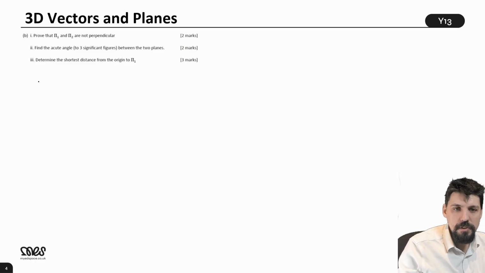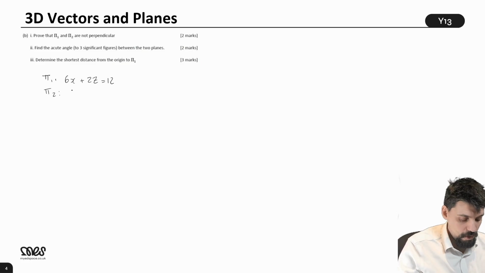Right. So just a reminder, pi 1 was 6x plus 2z is equal to 12. Pi 2 was, where's my crib sheet? Minus 3x plus y plus 2z is 5. And the only thing I really want here are the two normal vectors.